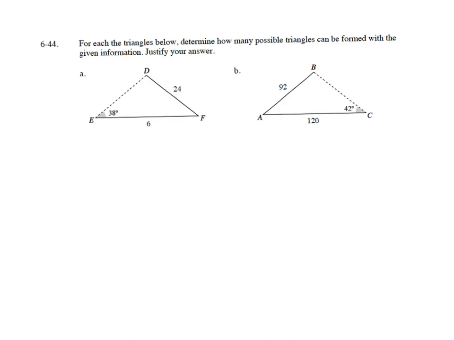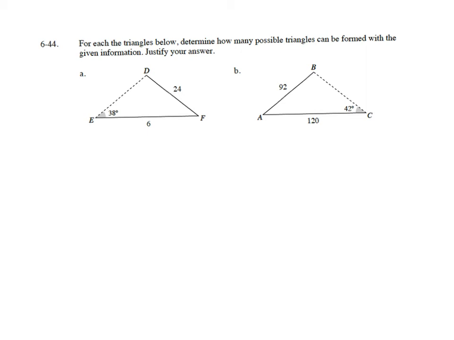All right, so what we're going to do now is we're going to move ahead to problem number 44. It says for each triangle below, determine how many possible triangles can be formed with the given information. Okay, so we're going to figure out how many different triangles can be formed. And so in both situations, hopefully you can recognize here that this is a side-side-angle relationship. So it is possible that we could get more than one triangle. All right, it's not every case where we have side-side-angle that we could get more than one.